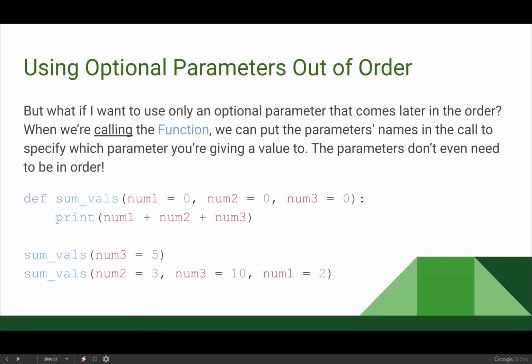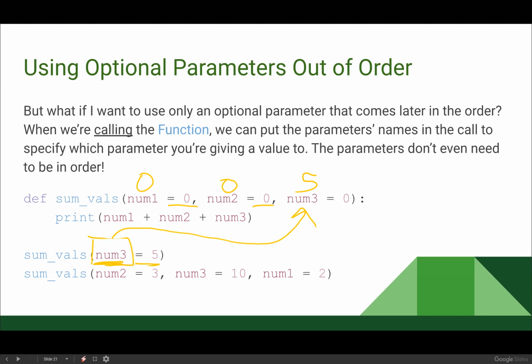It is possible to use optional parameters out of order. When I'm using optional parameters, I am allowed to say I want to give a value to this specific parameter. So you're going to use the name of the parameter, and you're going to say what you want it to equal. So num3 now will equal 5, and I didn't give a value for num1 or num2, so both of those are going to take their default 0.